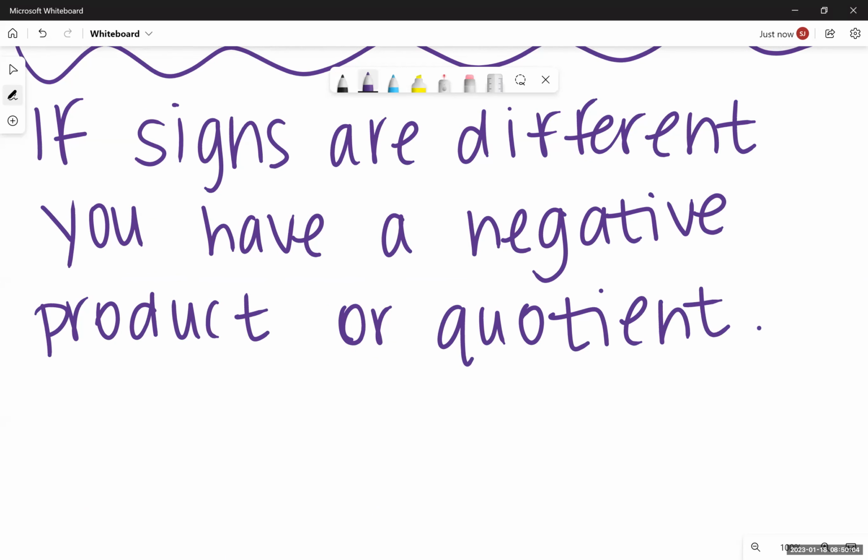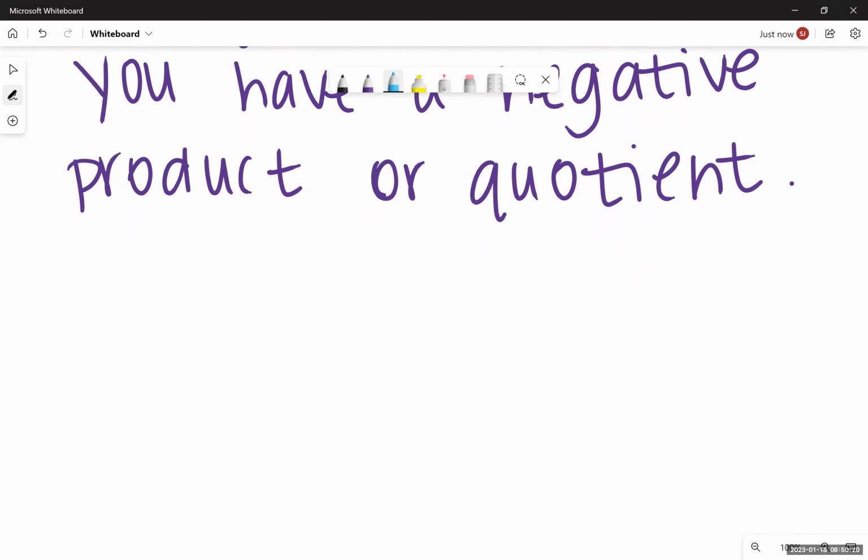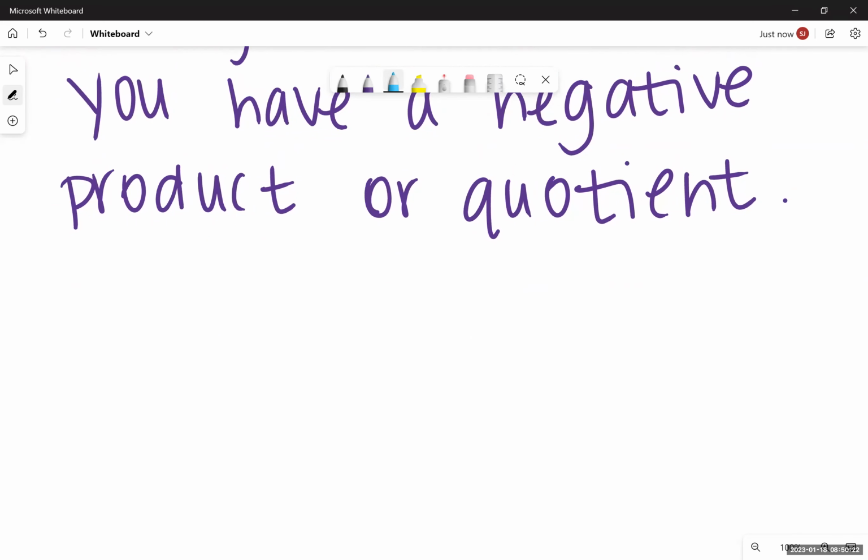Quotient. The exact same sentence, right? The only thing that changed was if the signs were different. Now we have negative answers. When the signs are the same, we have positive answers. And like I said, there are so many rules, so y'all just take good notes, and I'm always here if you need to ask me anything.